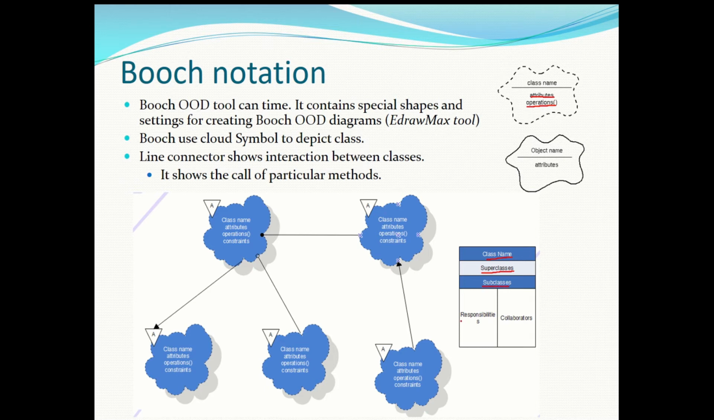So we have what is the responsibility of the class, and what other collaborators or objects collaborate with this class. This is a sample diagram that shows the Booch notation used to draw the class diagram, or shows the interaction between the system. You can see that this cloud dashed one represents a class. So the class diagram will be here.